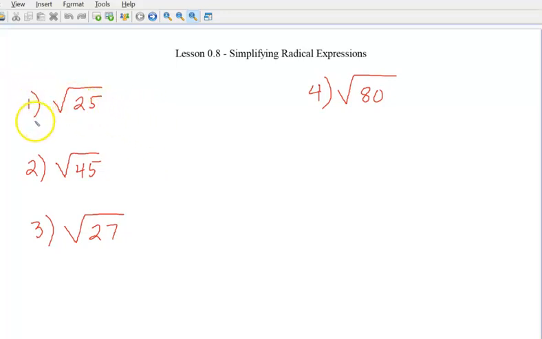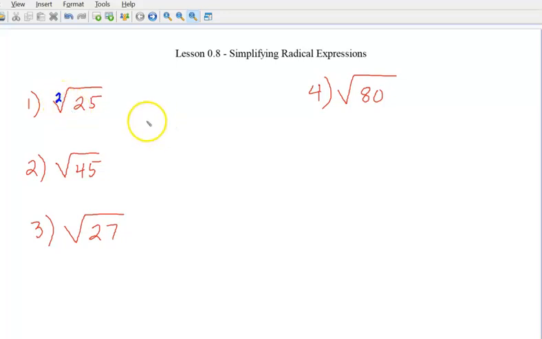To start with, though, our first problem in this example says the square root of 25, and I don't want to assume that we all understand what this means, so I'm just going to go back to the very beginning, maybe when you first were introduced to this whole idea of radicals. This is a square root, and for square roots, there's always an invisible 2 there. You don't see it, but it's there.